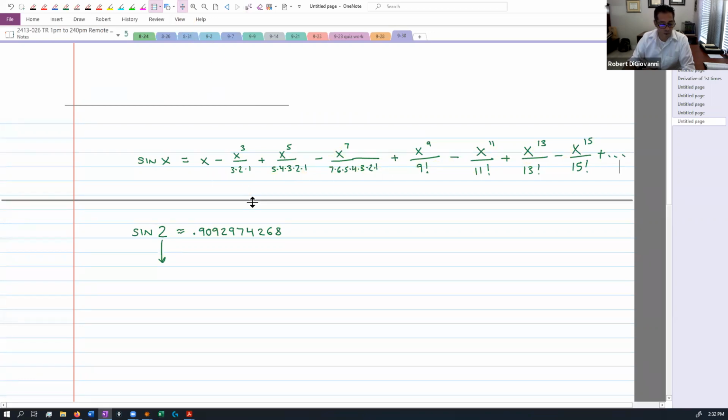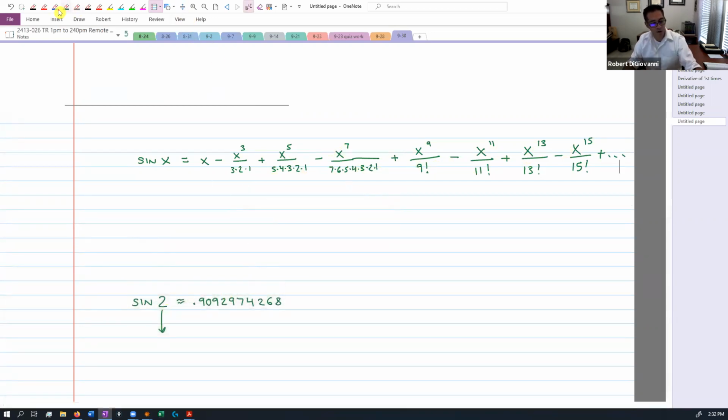All right. So when you plug in 2, all you're doing is plugging in 2 here, 2 here, 2 here, 2 here, 2 here. This is not something we want to do right this minute, but if you get on your calculator and do 2 minus 2 cubed over 3 times 2 times 1 plus 2 to the 5th over 5 times 4 times 3 times 2 times 1, and you start doing that, eventually you'll have to stop, right? You can't go forever, but you stop somewhere. I promise you your answer is going to be pretty close to 0.90929. And the further you go, the more precise it gets. So all your calculator has done is basically this and stopped somewhere.